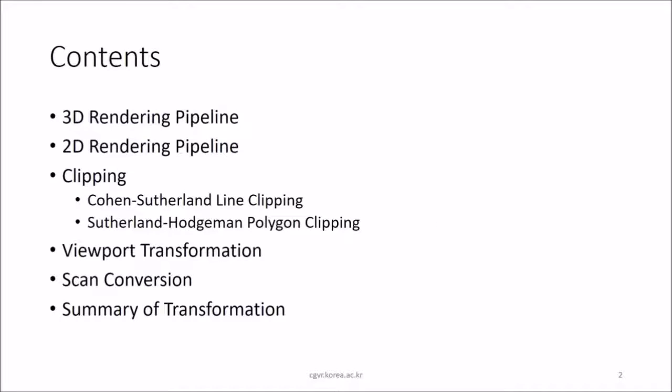Now let us see 2D viewing. In this, we'll talk about the 2D rendering pipeline, the clipping algorithms like Cohen-Sutherland line clipping and Sutherland-Hodgman polygon clipping. And we'll also see the viewport transformation, scan conversion, and we'll summarize.